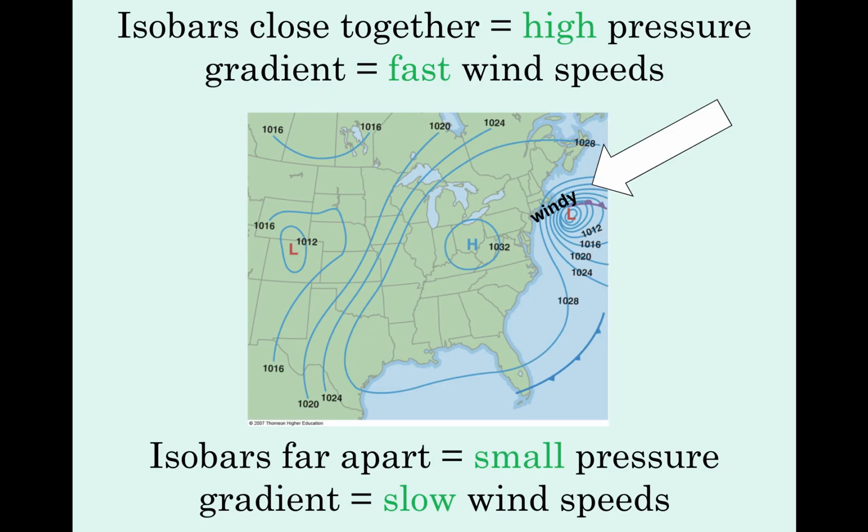So when the isobars are close together, remember that's when we have the high pressure gradient or the fast wind speeds. So where those lines are really close together, it's going to be really windy. Where the isobars are far apart, we have the small pressure gradient, and so slow wind speeds. So if we look at our map, the place where the lines are the farthest apart is right there. And that's where it's going to be calm, or where we're going to have not that much wind. Go ahead and label your map where it's windy and where it is calm.